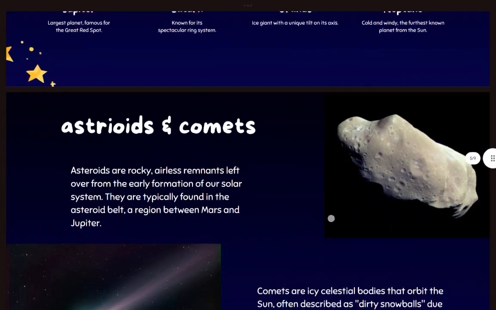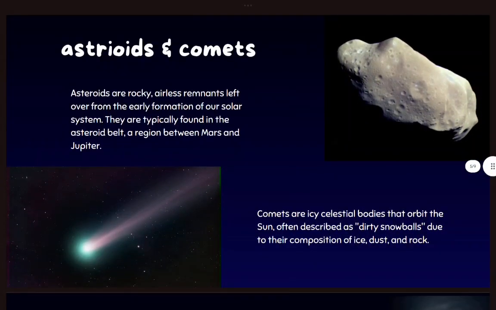So let's move forward to the other points. First is asteroids and comets. Let's talk about the asteroids. Asteroids are rocky material, airless remnants left over from the early solar system. They formed from the solar system a billion years ago and are typically found in the asteroid belt.